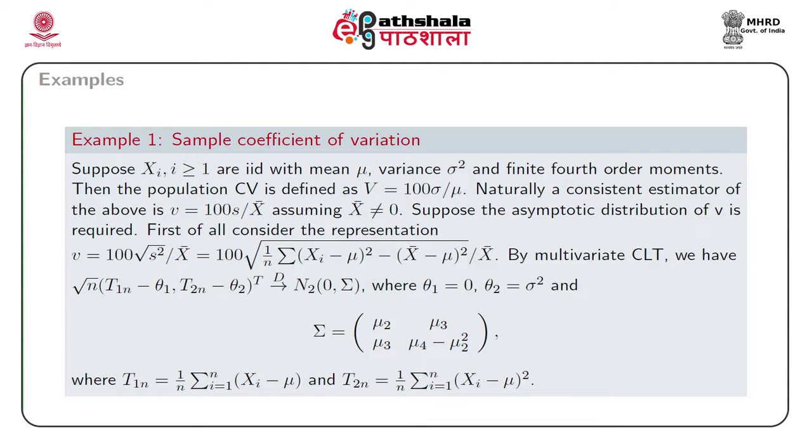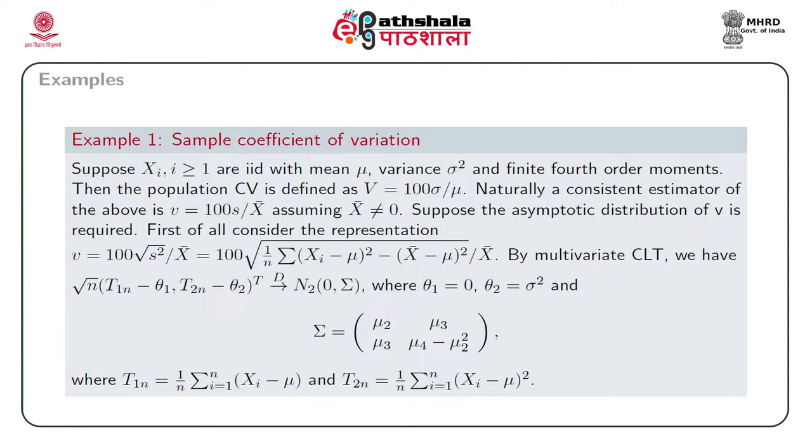First of all, since we have already found the joint distribution of 1 by n summation (x_i minus mu) whole square, and (x bar minus mu) whole square, we first try to represent v in terms of these. So, we are fortunate enough to find such a representation. That is, we can write our small v as 100 times square root of [1 by n summation (x_i minus mu) square minus (x bar minus mu) square] whole thing divided by x bar.